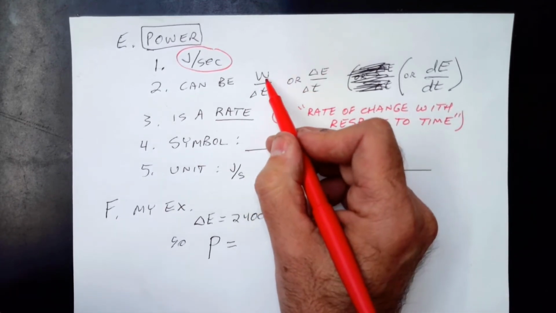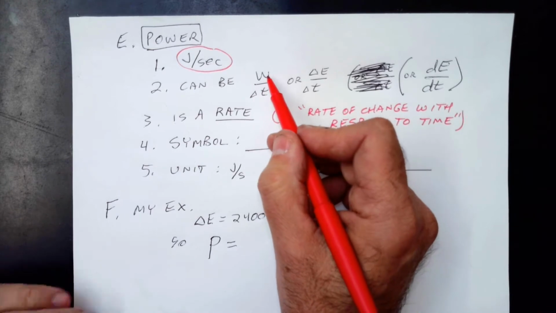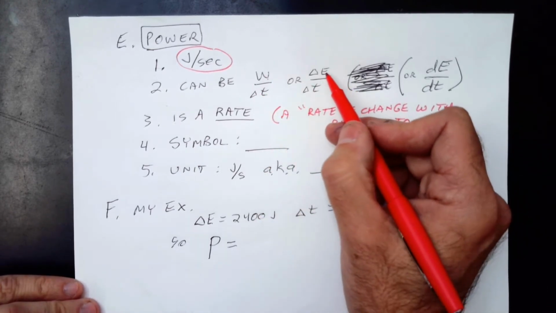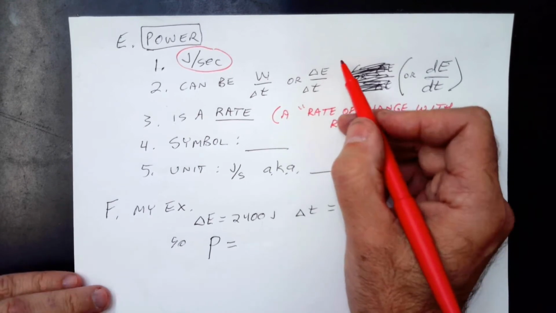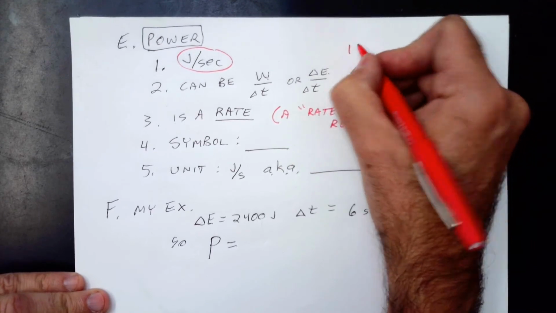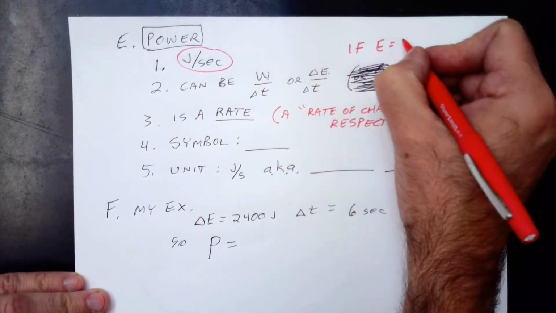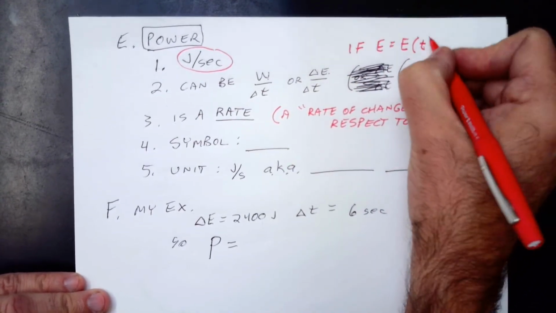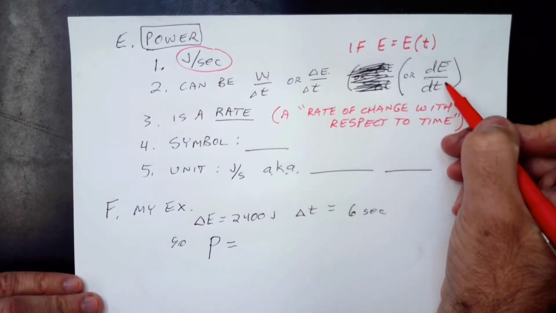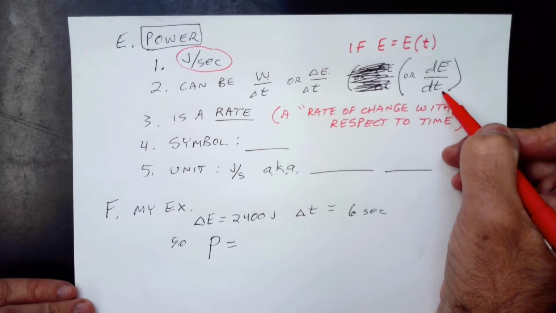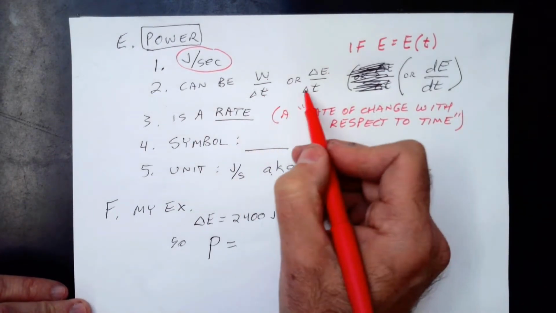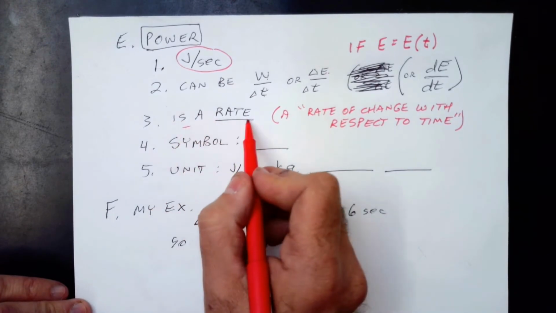So if you can figure out the work for something, you could do joules of work per second of time. Or in a different problem, you might be given a change in energy, so you would use change in energy per second of time. And if energy is a continuous function of time, if energy equals some function of time that would be given to you in a problem, then the power at any instant would be the derivative of energy with respect to time.